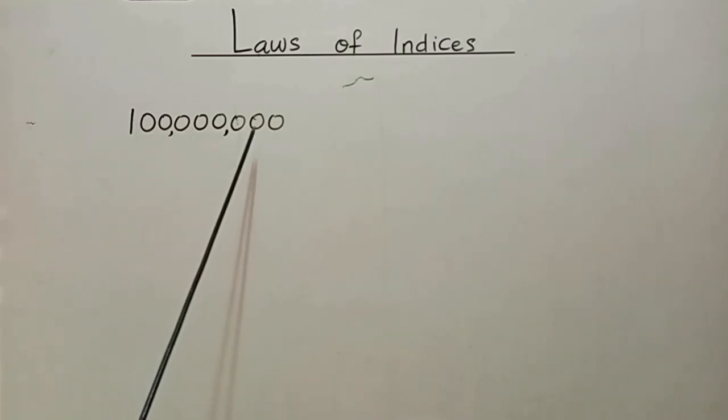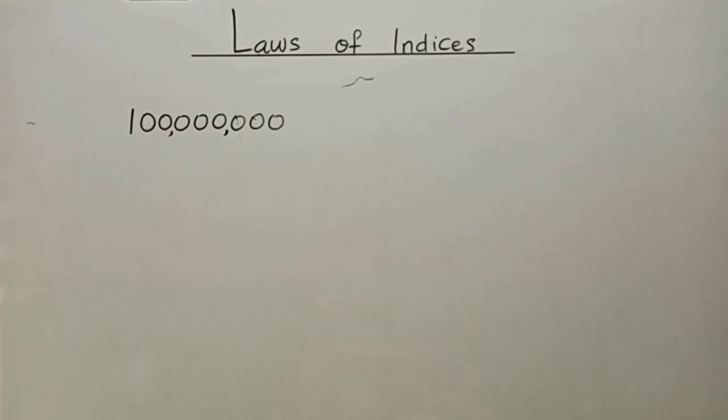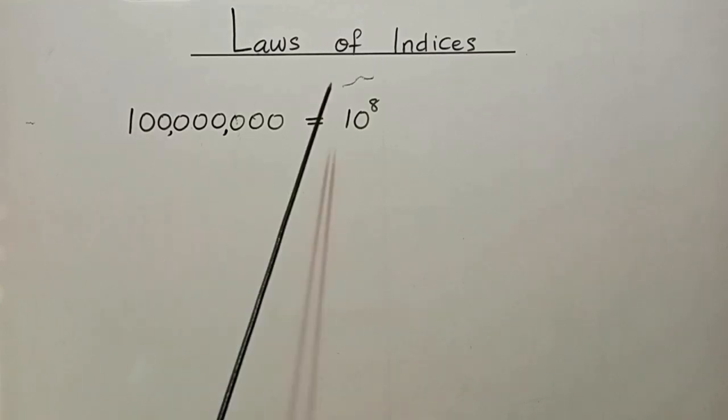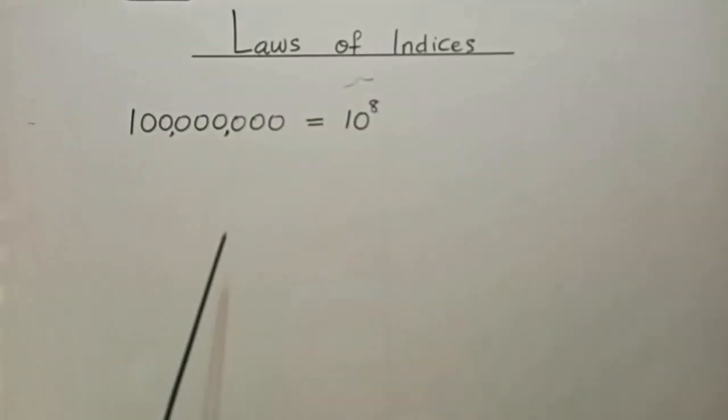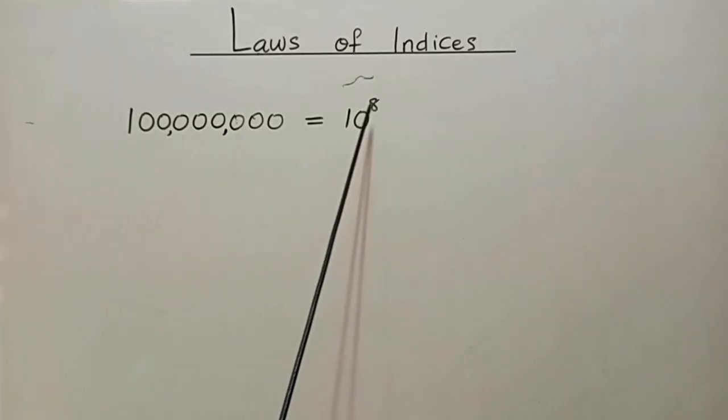This number, 1 million, is in its ordinary form. Let me write it in index form. And with index form, we now realize that it was important that people invent indices. Again, let me write this 100 million in index form. Yes, this is the index form of this number. It is 10 to the power 8.